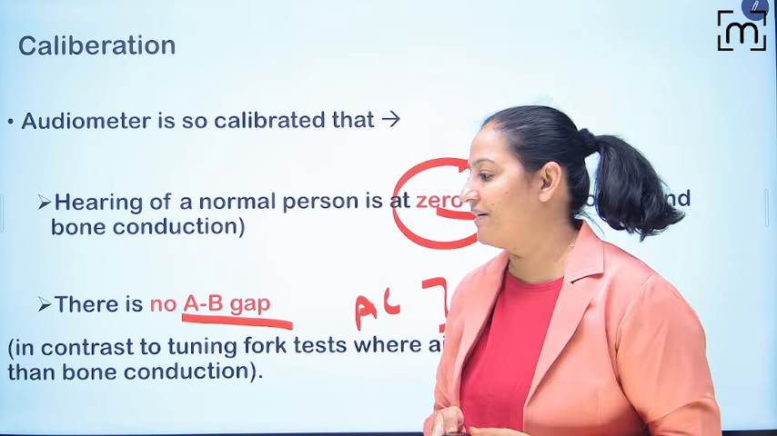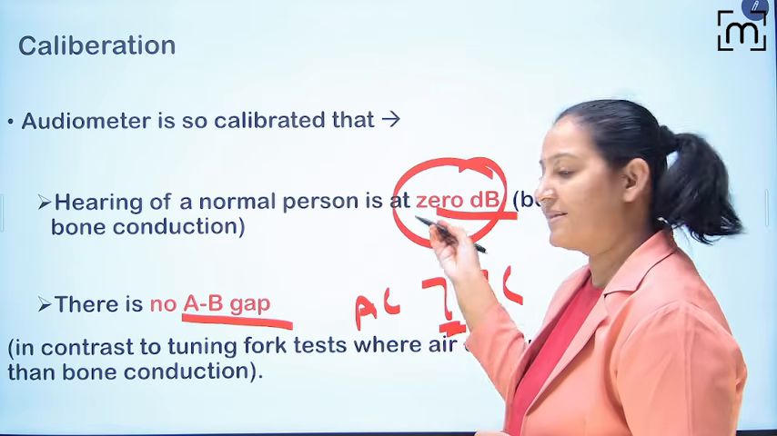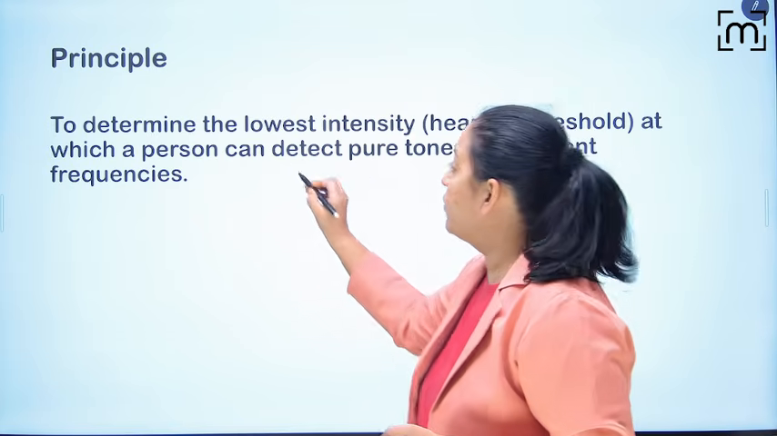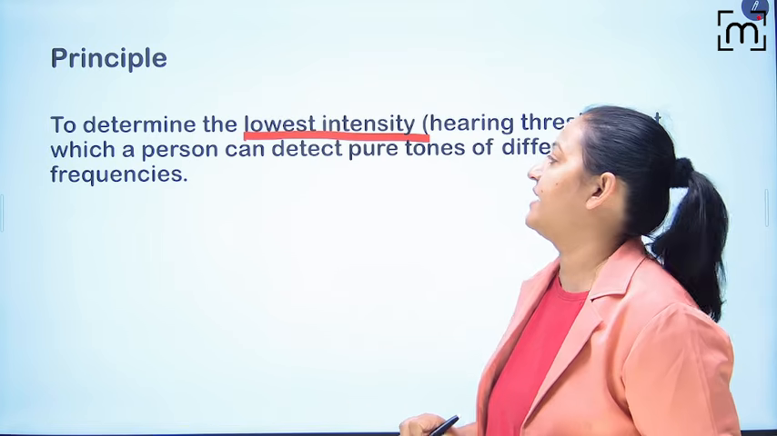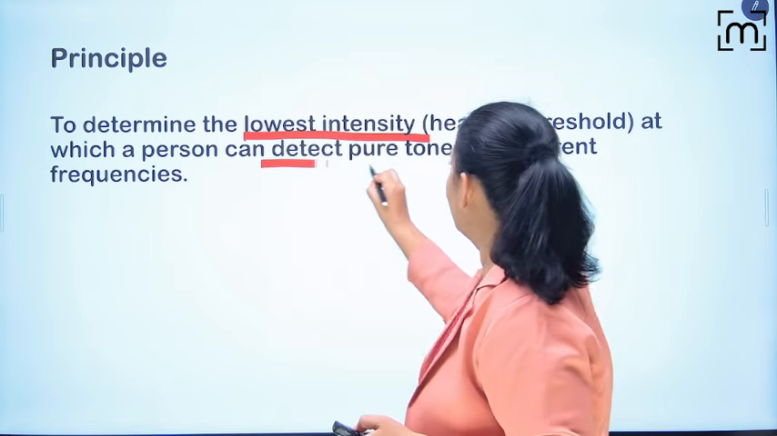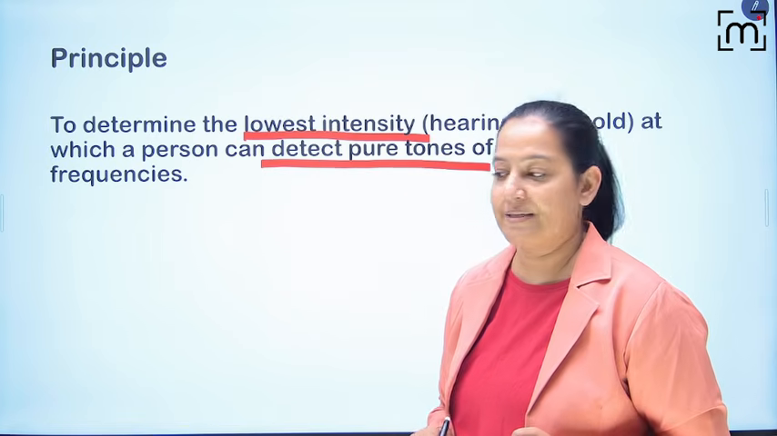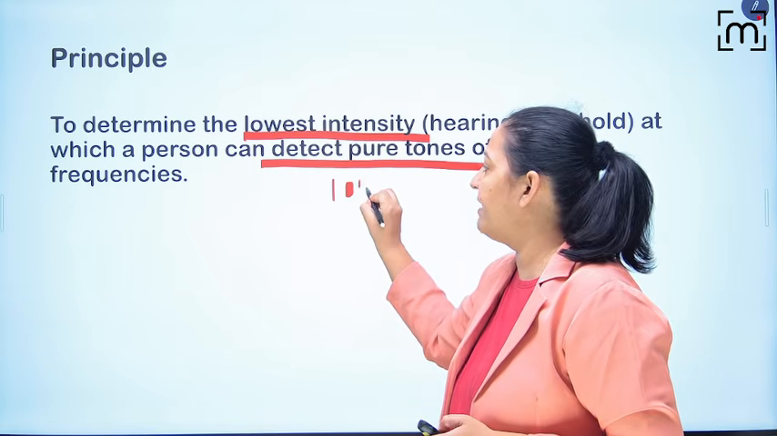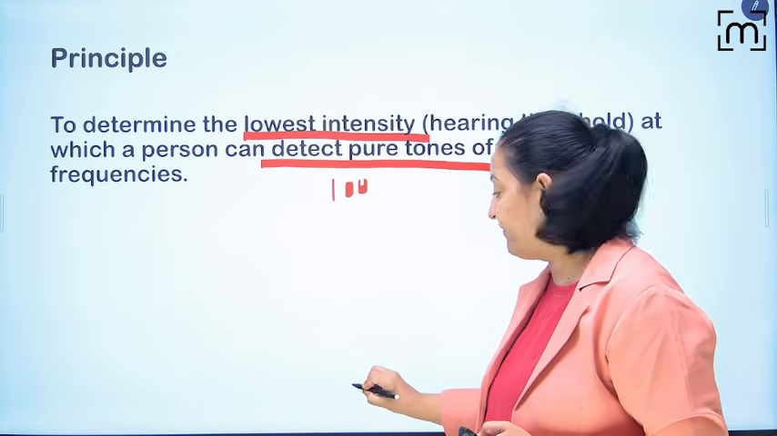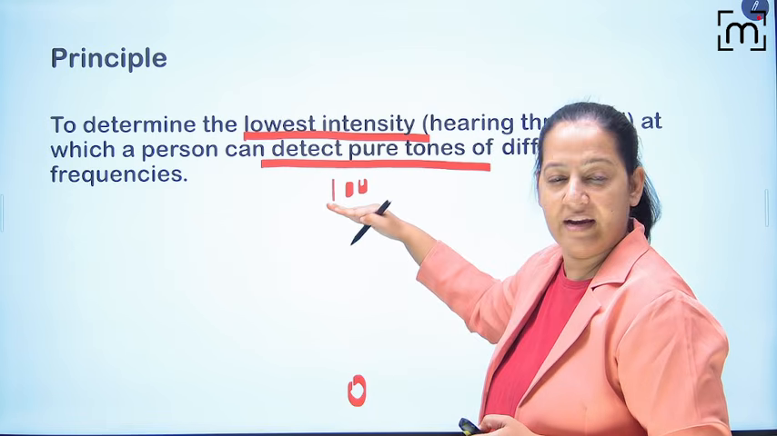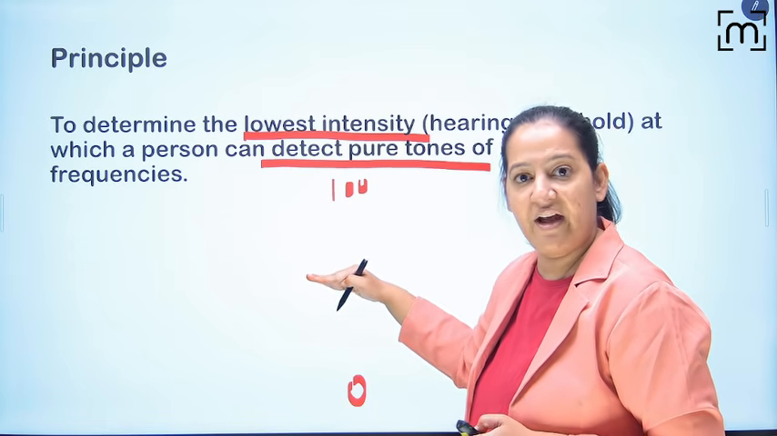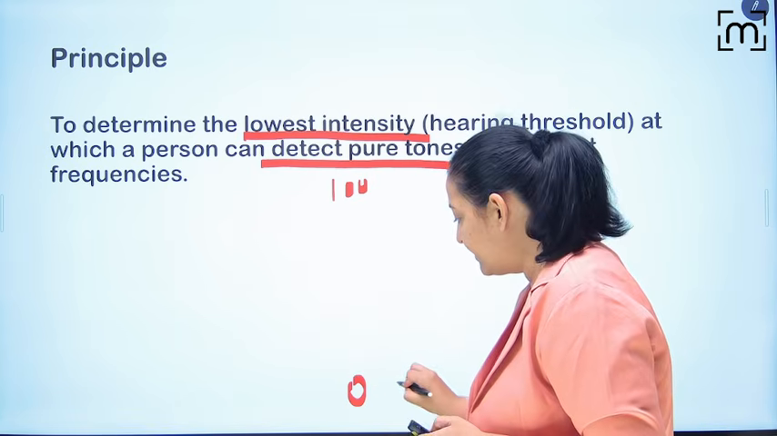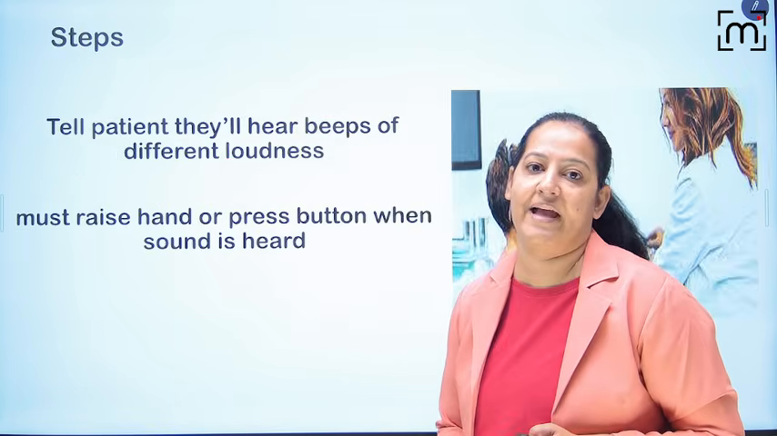So that is how we conduct this test. So this is the calibration. Now, what is the principle? What do we want to know? We want to know the lowest intensity at which the person can detect tones of different frequencies. We start with 100 and keep decreasing at an interval of 5 till 0: 100, 95, 90, 85, 80, 75, likewise. A normal person hears at 0. It is calibrated like that.